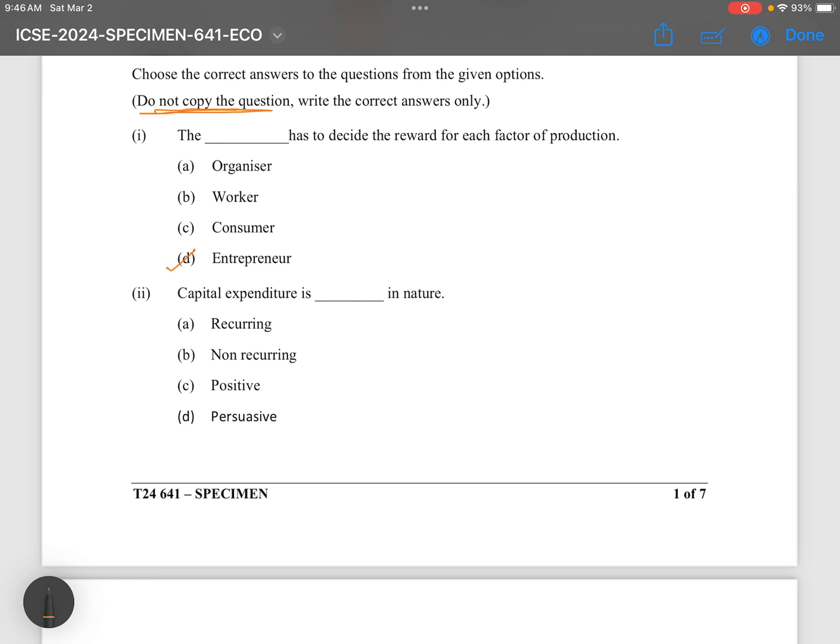Second question is capital expenditure is dash in nature. Now, when you do this public expenditure chapter, you must be coming across different types of expenditure. Revenue expenditure, capital expenditure, and we learn that the difference between revenue expenditure and capital expenditure is that revenue expenditure is recurring in nature. It is on a daily basis. It is some kind of expenditure which the government has to incur regularly. But capital expenditure is non-recurring in nature. The other options are irrelevant here. So basically the answer is capital expenditure is non-recurring in nature.